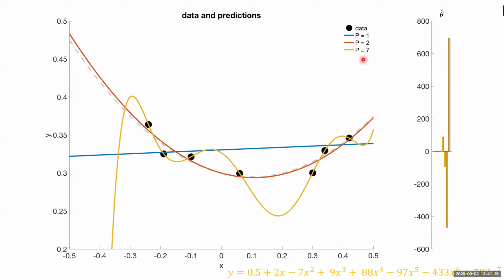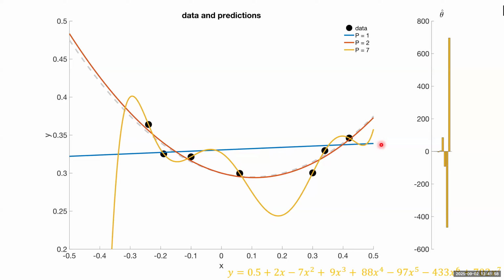But what you can see here is that with this large amount of expressivity in the model, the model parameters also start getting really large. They start exploding in a way. You see the 700 here. And this is also a clue that there's some overfitting going on. But at the same time, it is hitting every single data point exactly.